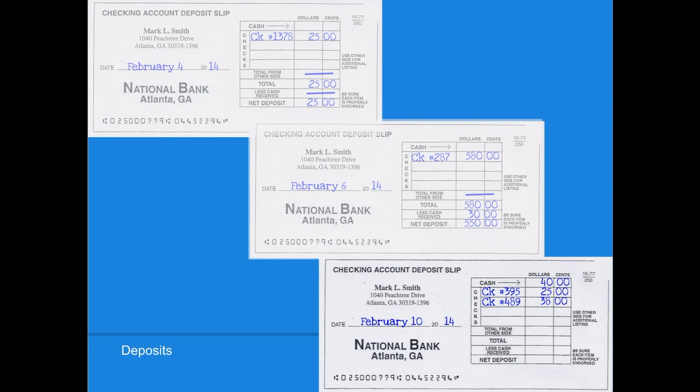We're not depositing any other checks. So do we have a total from the other side? Nope. So we're just going to put a line through that. And we're going to subtotal these 3 amounts. So you should have $103. Are we getting any cash back? Nope. So our net deposit is still the 103.